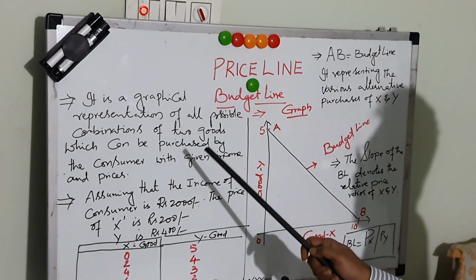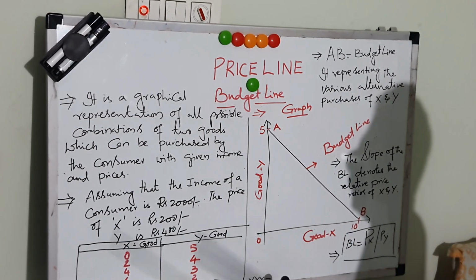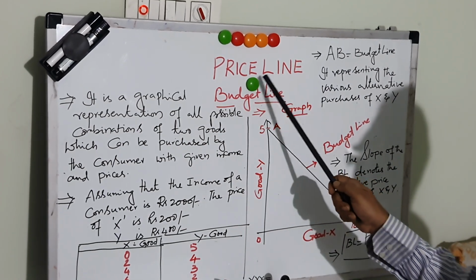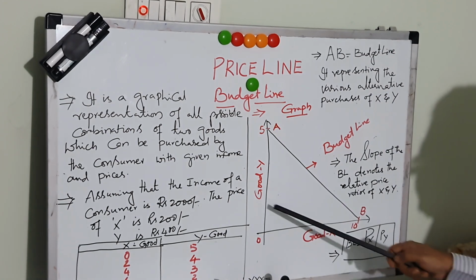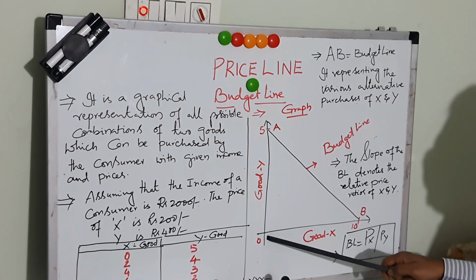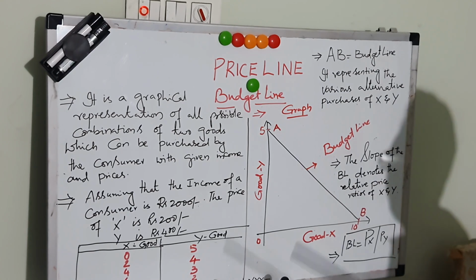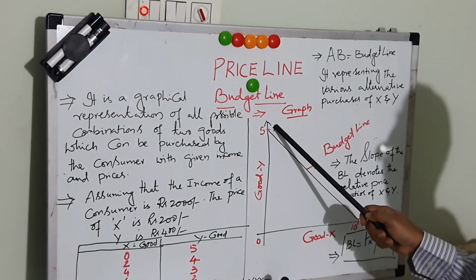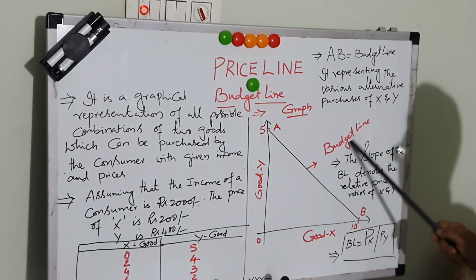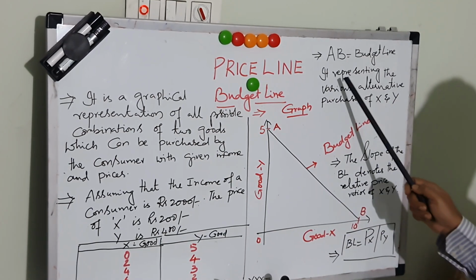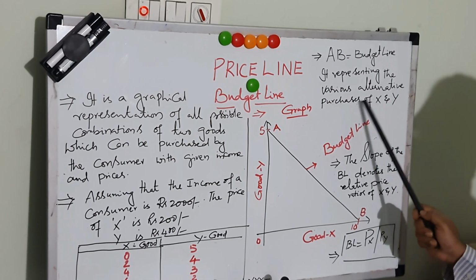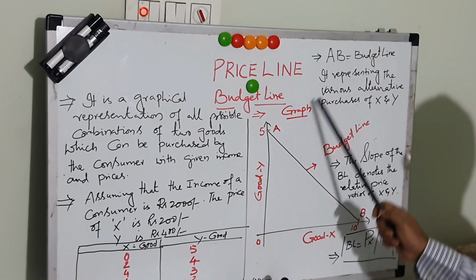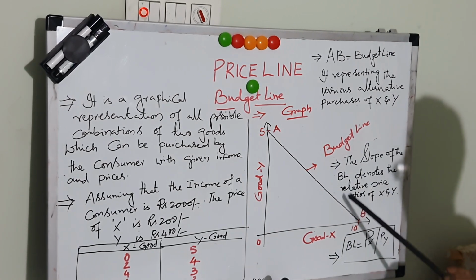two goods that can be purchased by the consumer, which can be represented by a line, the budget line. In this diagram, on the OX axis we take good X and on the OY axis we measure good Y. When we connect the points A and B, that is the budget line. AB is the budget line. It represents the various alternative purchases of X and Y. Depending upon the data given in the table, we can draw the budget line.